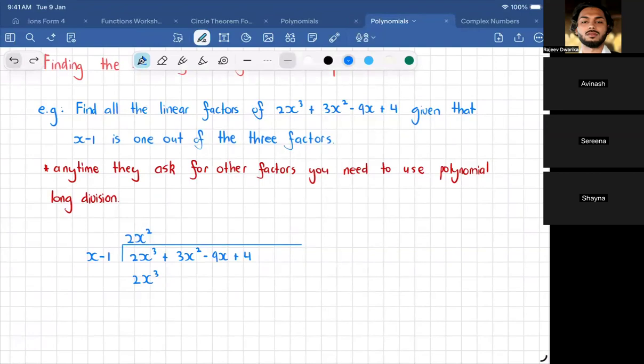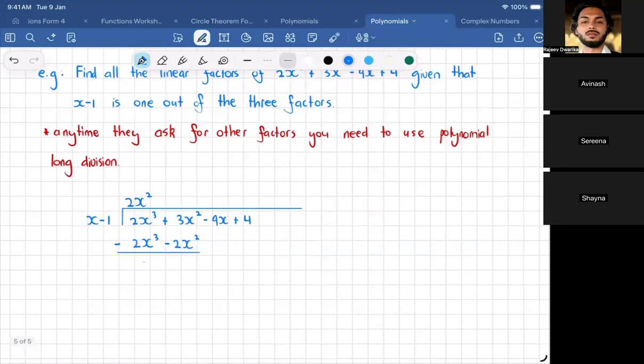So what is minus 1 by 2x squared? Minus 1 by 2x squared is minus 2, yeah, minus 2 what? x squared. Then we're going to minus. What is 2x cubed minus 2x cubed? 0. I mean, x. No, 0.